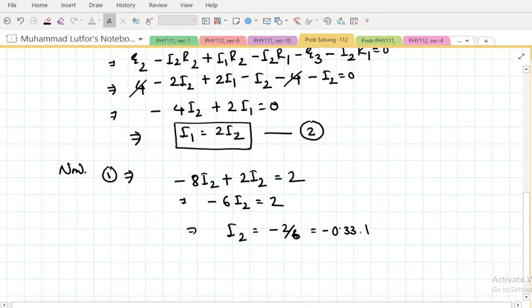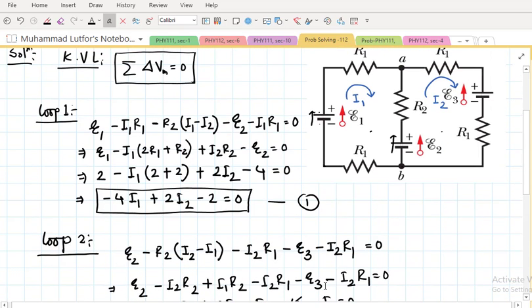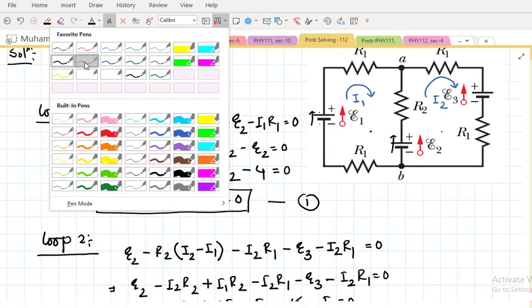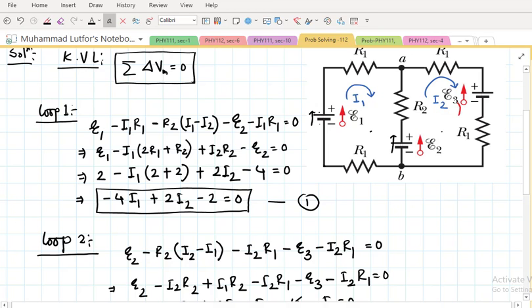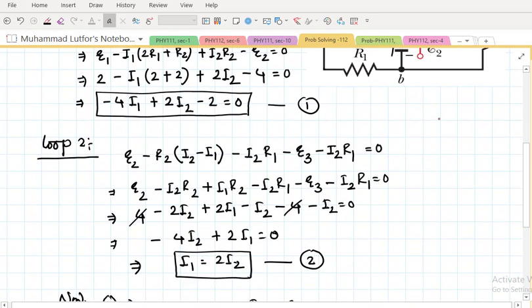0.33 ampere. So it means that I2 moves in the counterclockwise direction, right? Why? Because initially I assumed that I2 is flowing in the clockwise direction. Now I find out that I2 is negative, it will actually move in the opposite direction. So I can say that the actual direction of the current would be in that direction, since it's negative.